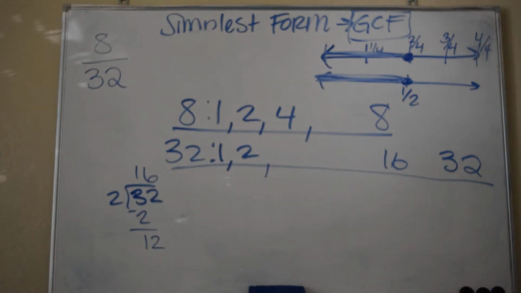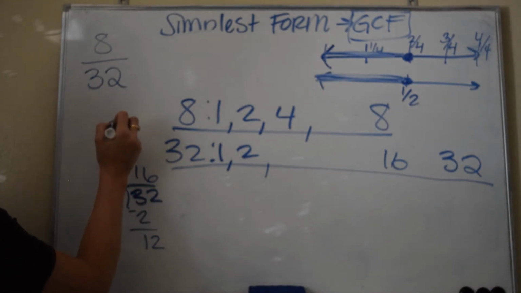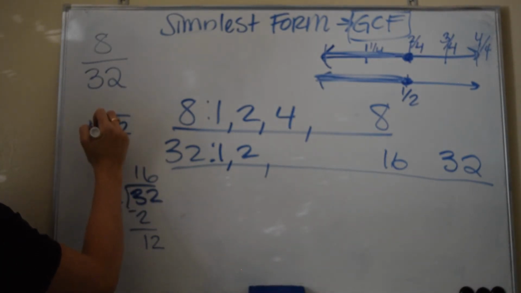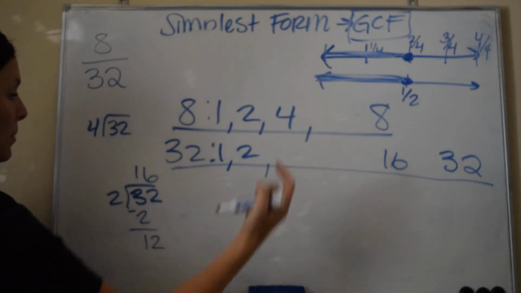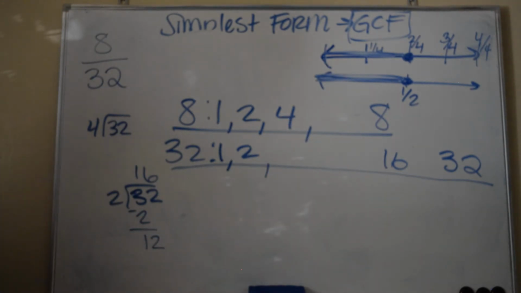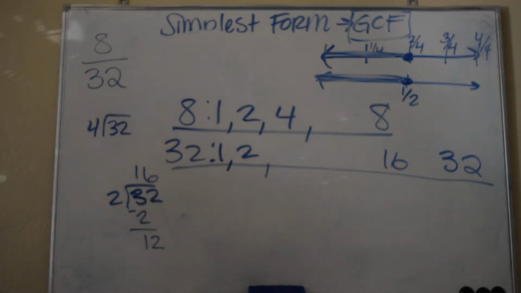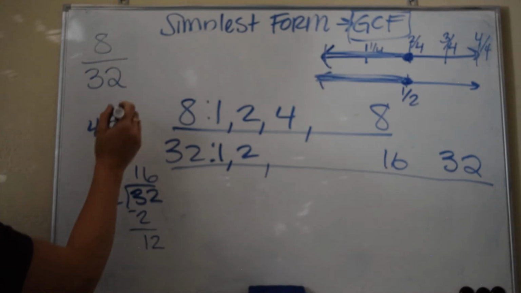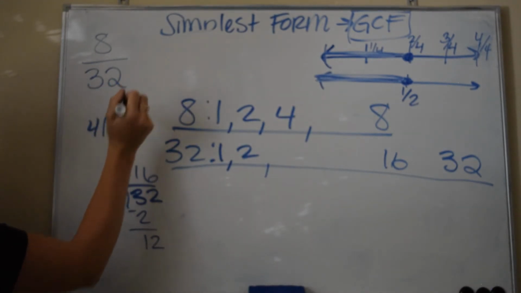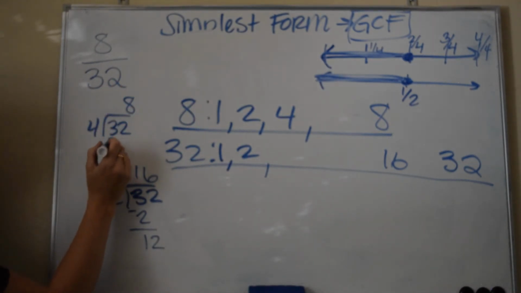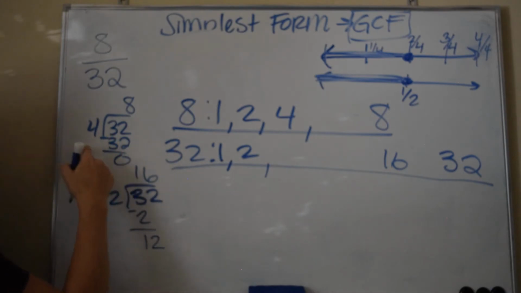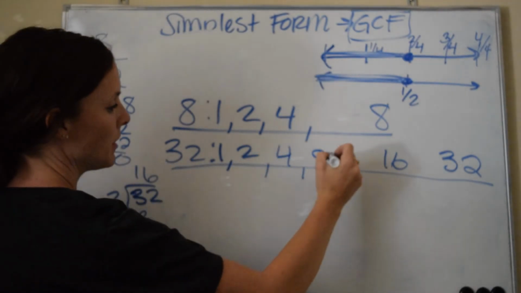Okay, let's think what else. What other numbers multiply and give me a 32? How about 4? What's 32 divided by 4? Because I want to try 4, because 4 is up here. And let's see if they both carry a factor of 4. What times 4 gives me 32? It's an 8. And 8 times 4 is 32. So I have a 4 and an 8, okay?